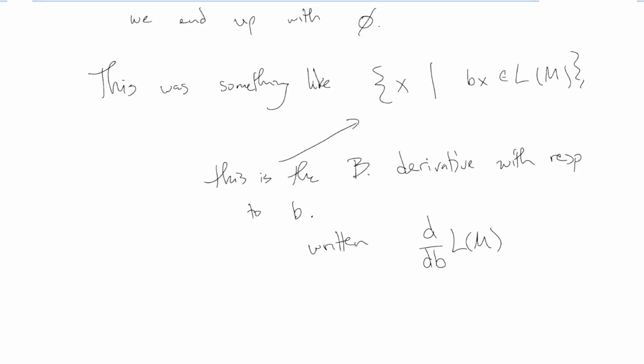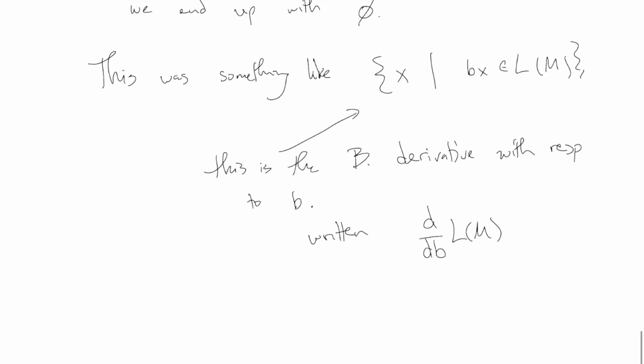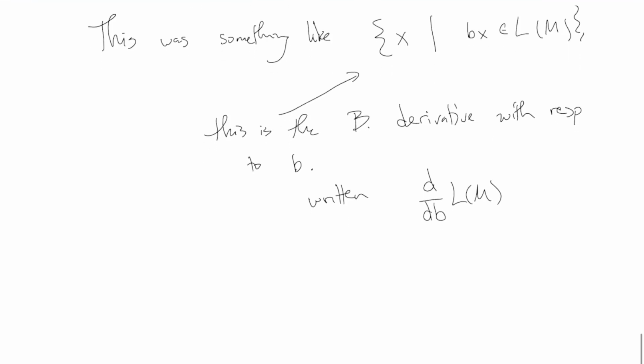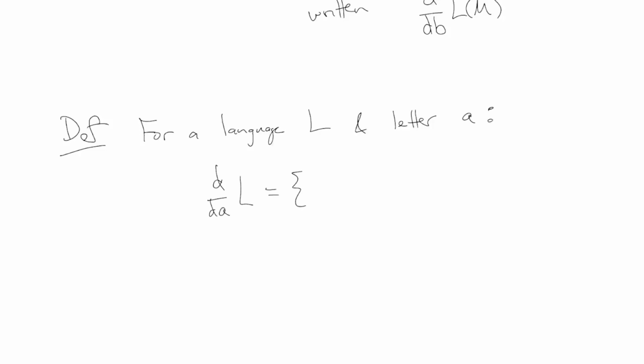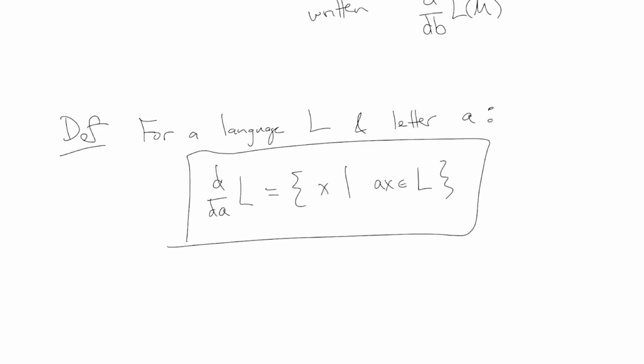All right, so let me just say clearly the definition here. I've been a little wishy-washy so far. I'm trying to convince you what this has to do with the diagrams, but here's the real definition of the derivative. For a language L and a letter, let's say a, but it could be b or whatever, the derivative with respect to a of L equals all strings x such that ax is in L. This is the definition of the derivative. Much easier than the definition of the derivative in calculus, which nobody likes.